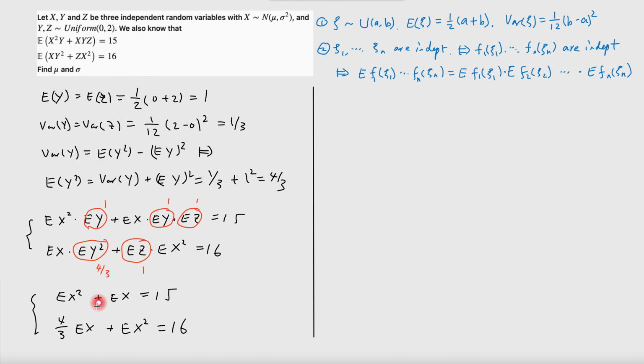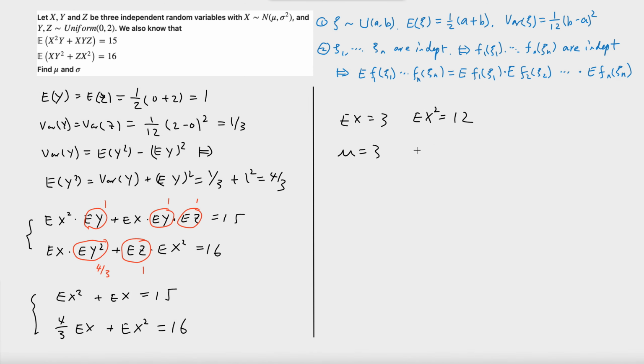Now this system has two variables we need: one is E of x squared, one is E of x, right? So we can easily solve these equations. E of x is equal to 3, and E of x squared is equal to 12. Now we have mu is equal to 3.